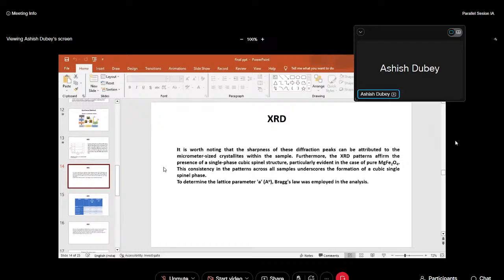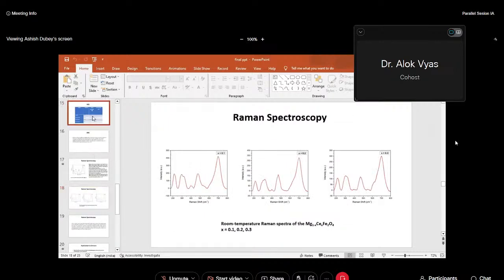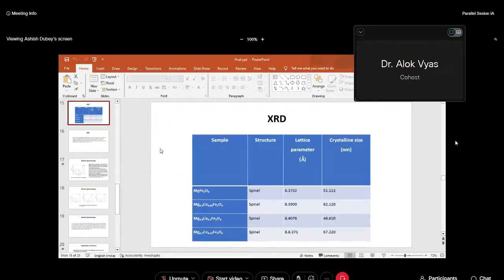To determine the lattice parameter, Bragg's law. Ashish Dubey, please don't read completely. You just tell me what exactly the output of the work is. Yes, sir.